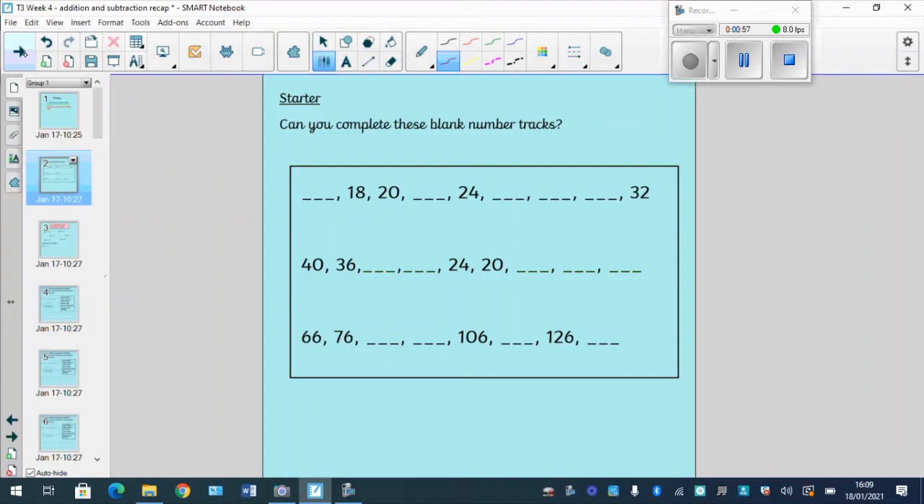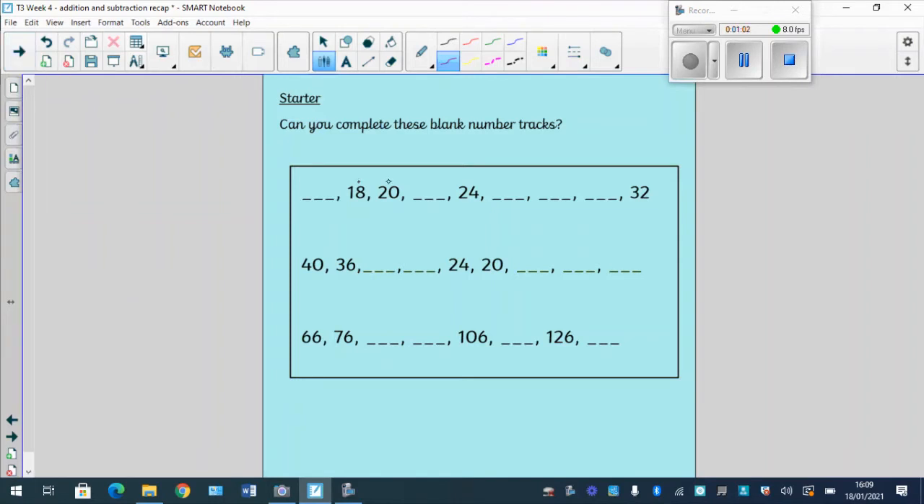Let's look at the first one together. Here we've got 18 and 20, and I can see that that's a difference of 2. So I think this first number track is all about counting in twos. So I think this number is 16. We get 22, 24, 26, 28, 30, and then 32. How did you get on? Could you work out that rule? Well done if you did.